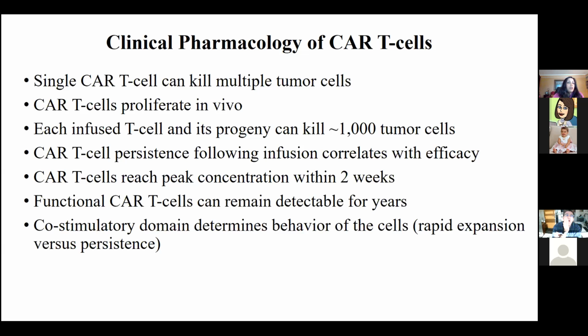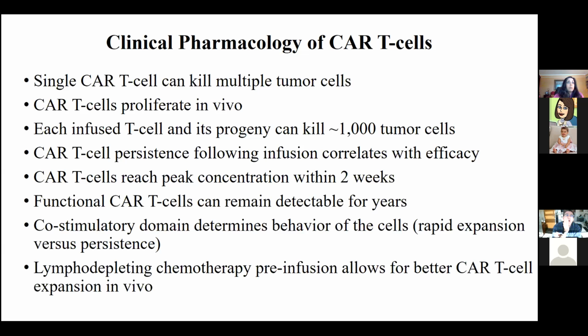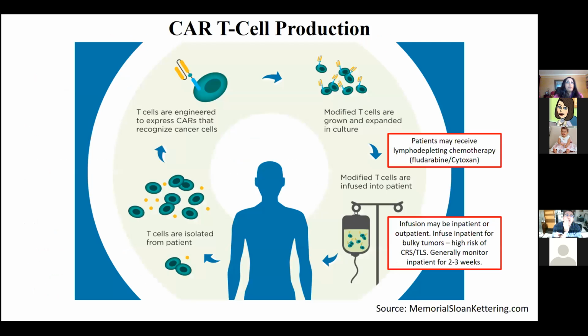As I mentioned before, the co-stimulatory domain determines the behavior of the cells, whether they either rapidly expand or persist for longer. We typically give the patients lymphodepleting chemotherapy prior to infusion. So this is a combination of good T cell depleting chemotherapies such as fludarabine and cyclophosphamide. This allows for better CAR T cell expansion. It literally creates room for CAR T cells to come in and expand in vivo, and also helps deplete some of the inflammatory cytokines that may lead to more toxicities post CAR T cell infusion.